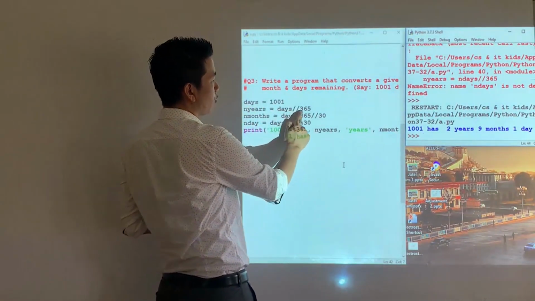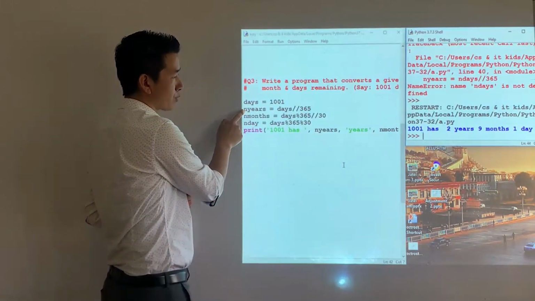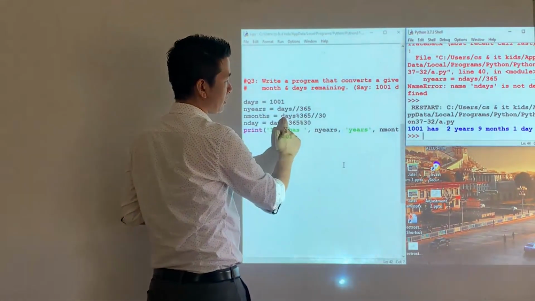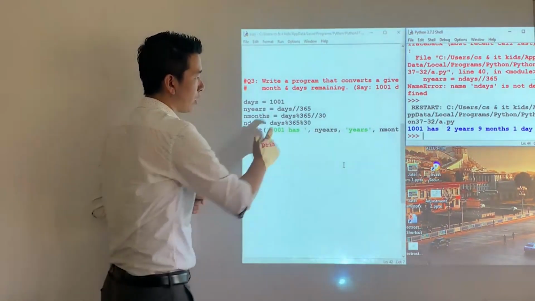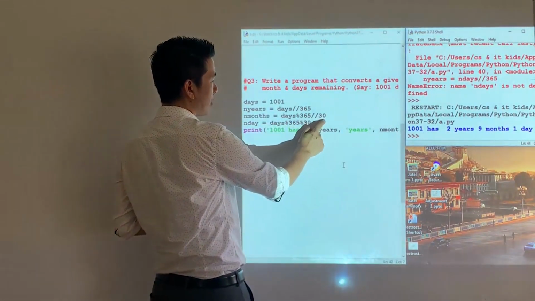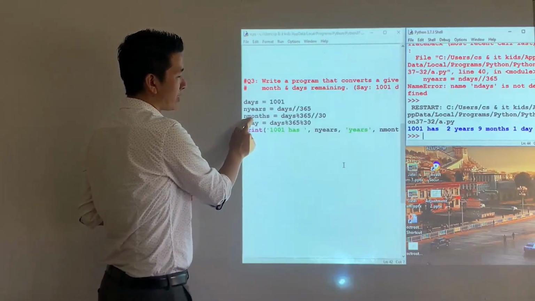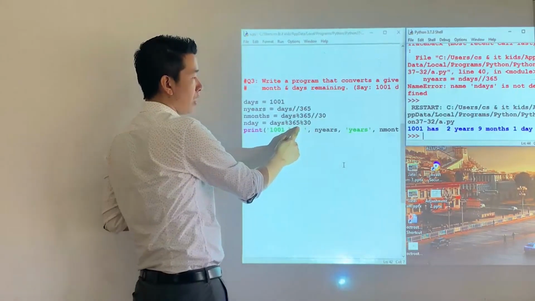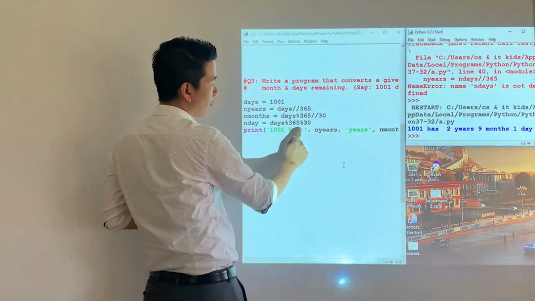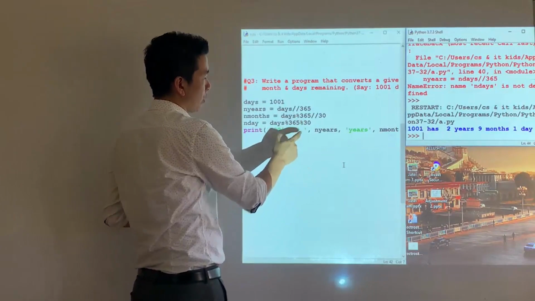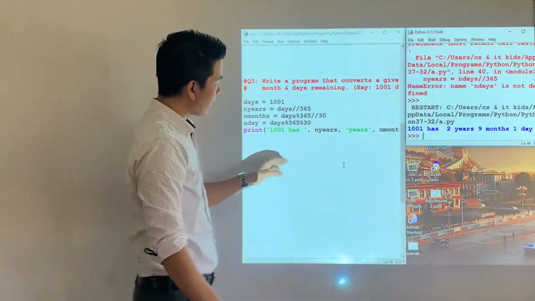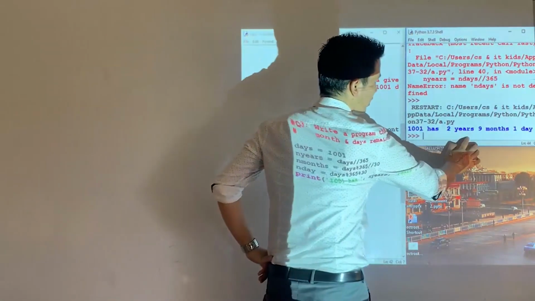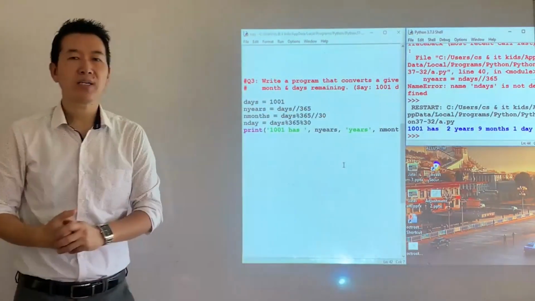Days will be divided by 365. The answer is 2. 1001 modulus operator 365, you'll get the answer as 271. 271 divided by 30 will be 9. So the value of n months will be 9. 1001 modulus 365 is 271. 271 modulus operator 30 is just 1. So 1 becomes the value of n days. Hence, you get the output as 1001 has 2 years, 9 months, and then you have 1 day.